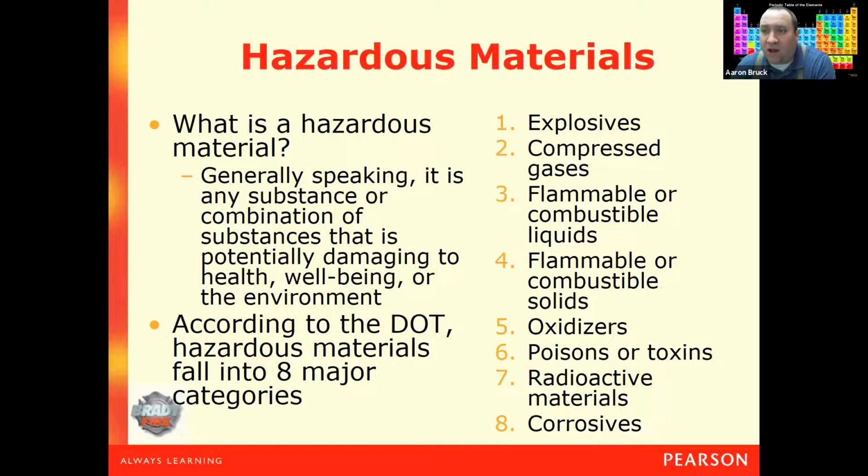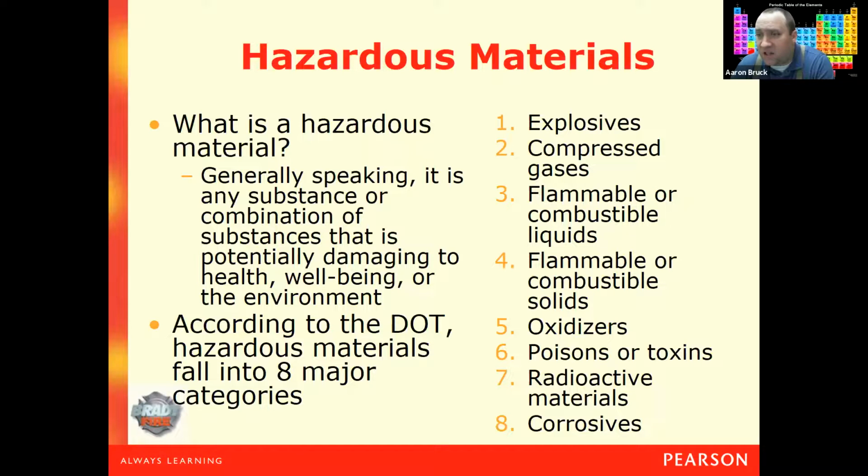Now, what are they trying to tell us? Well, they're trying to tell us that there's a hazardous material on board. A hazardous material is any substance or combination of substances that has potential negative effects on health, well-being, or the environment. Those are the three things that need to be affected by the material in order for it to be classified as hazardous. It either needs to have a direct effect on your health, your well-being, or on the environment.